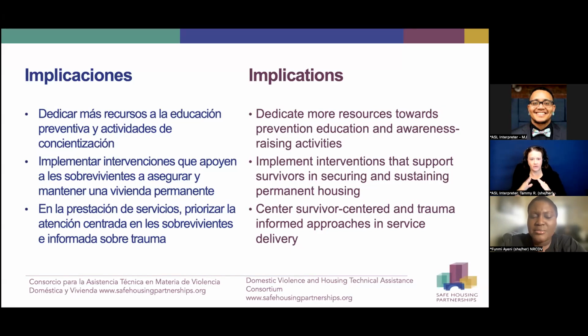Findings from our needs assessment also highlight the need for us to continue to implement interventions that support survivors in securing and sustaining permanent housing, such as coordinated advocacy efforts to increase equitable permanent housing options for survivors, identifying funding resources for flexible funding, implementing domestic violence housing first approaches, and providing information, resources, and support for home ownership to survivors.